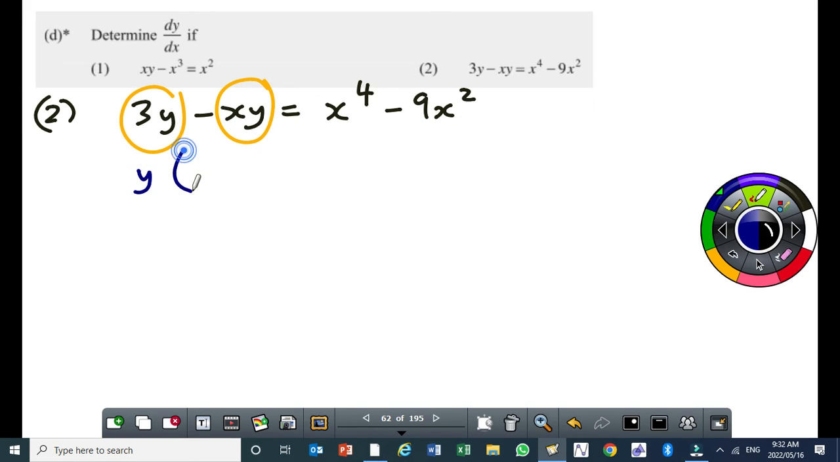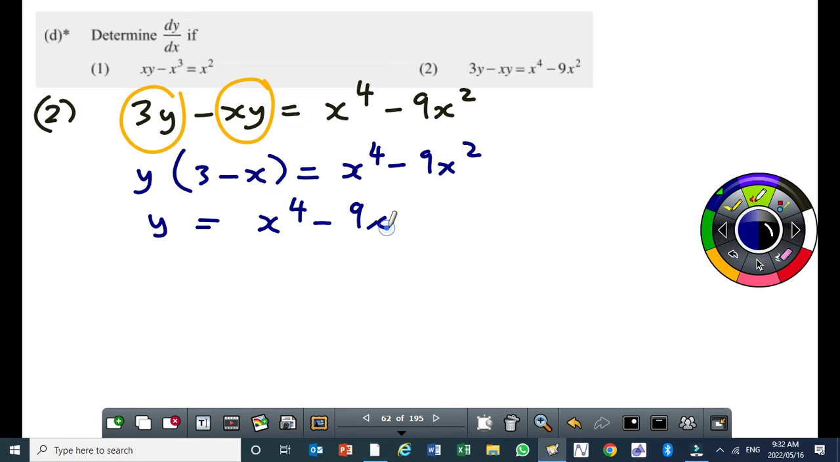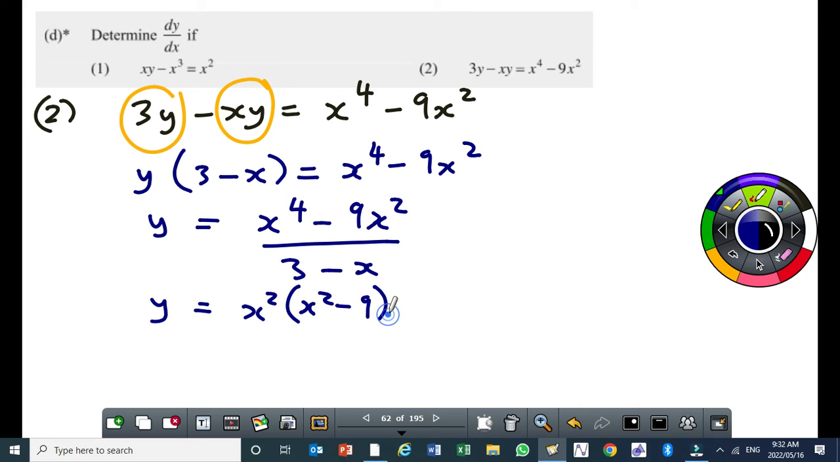So we need to factor out y, and then make y the subject. So the first step is to factorize the left-hand side, and then you get x to the power 4 minus 9x squared. Then we divide both sides by 3 minus x. So this becomes y equals x to the power 4 minus 9x squared over 3 minus x. Now we're almost there. But the problem now is we've got a division line. So we can take out the common factor, which will be x squared. Our denominator, we can swap the 3 and the minus x, so we get minus x plus 3.